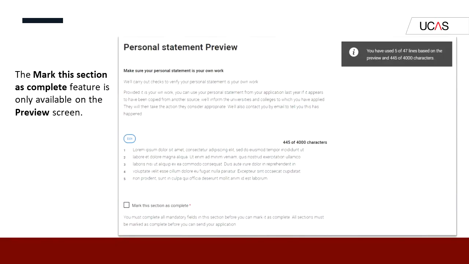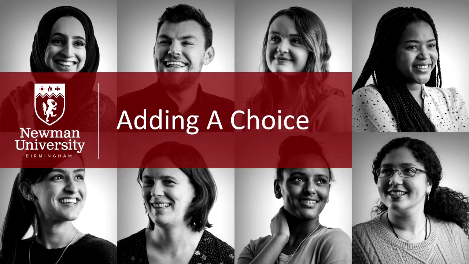So when you complete that, perhaps in a word processor, you'll copy and paste that over into the personal statement section within the application. And only when you're happy with that do you mark it as complete. So you'll see here it will have a character and line count as well. You can do that in word processors. They will have that facility for you when you're doing your drafting.